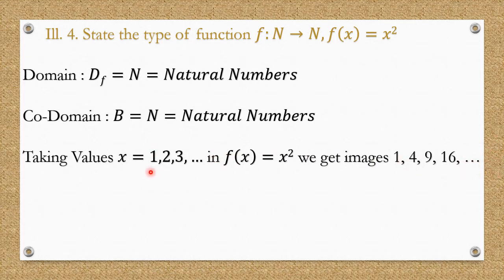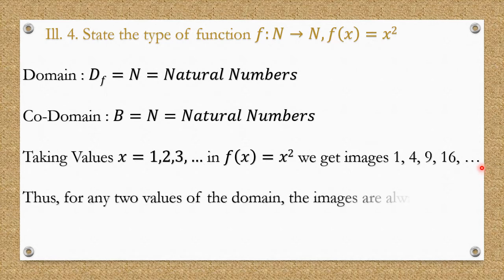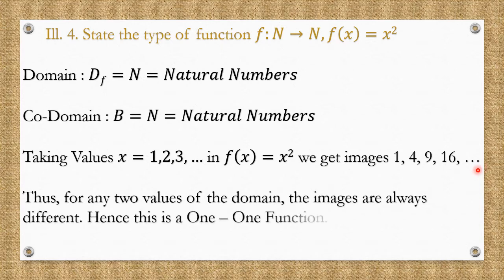As you can see, for each and every value of x, we will get a different value as an image. So we can say that for any two values of the domain, the images are always different. Therefore, this is a one-one function, where each value of domain is connected with a different value of codomain.